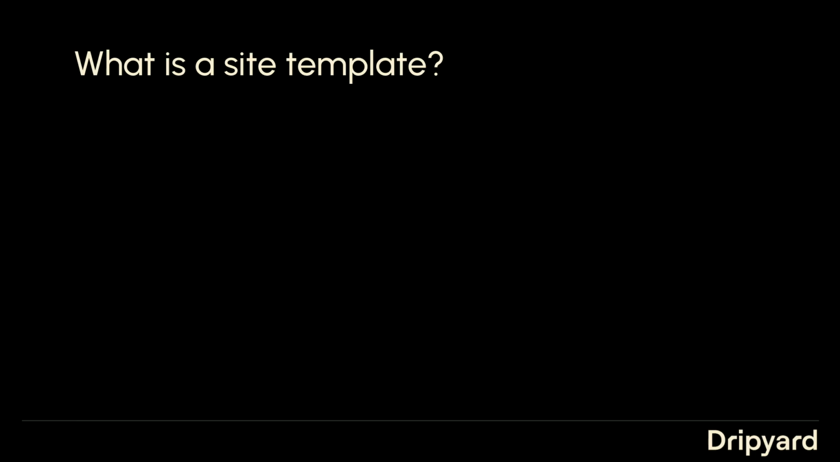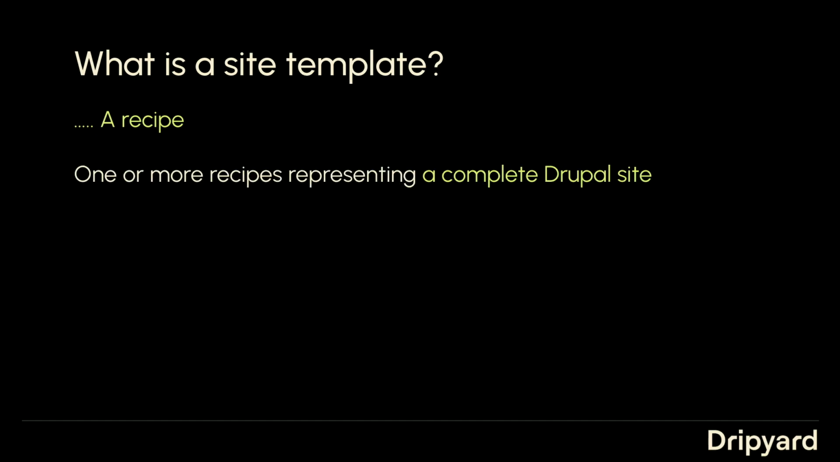So what is a site template? Well, a site template is just a recipe. It can be one recipe, it can be multiple recipes. If you have your whisks, you can make all the recipes you need. But yeah, one or more recipes representing a complete Drupal site. And kind of the goal of a site template is to get you 90% of the way there.